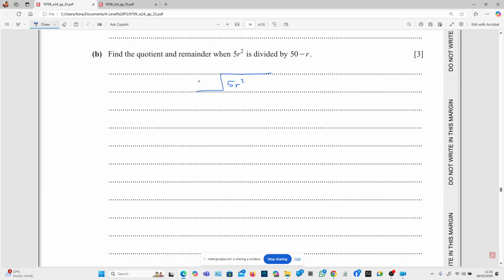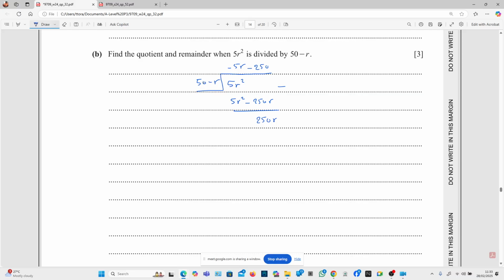So let me just write this down again. 50 minus r. Now, what is 5r squared divided by minus r? It's going to be minus 5r. So minus 5r times r is minus 5r squared, and minus 5r times 50 is minus 250r. And so now if we subtract this, these two are going to cancel out, minus minus becomes plus. I end up with 250r.